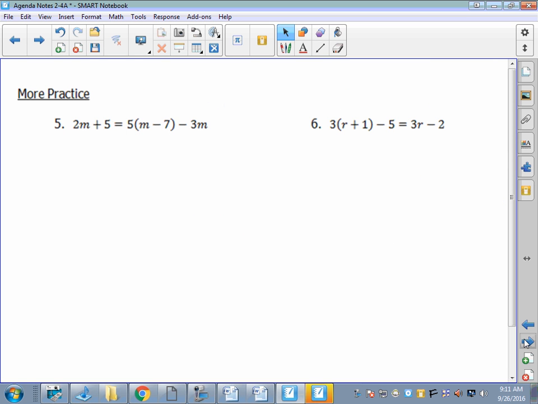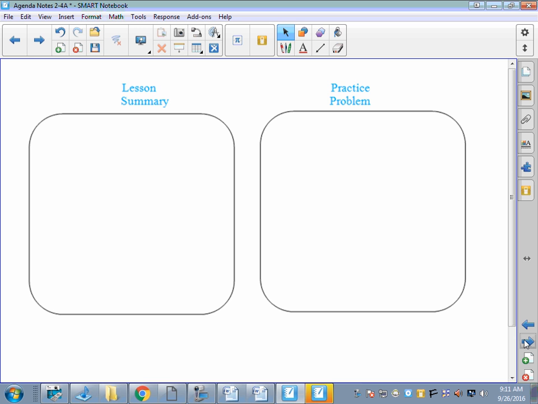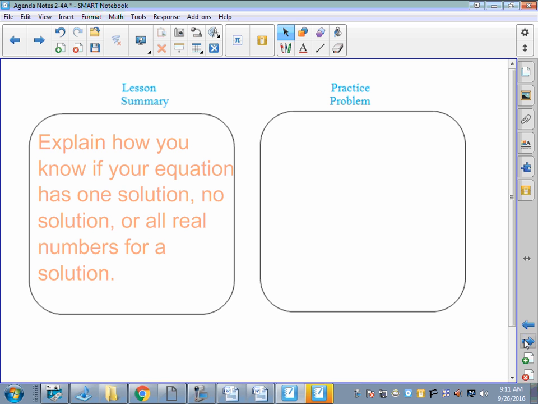I think we're probably good as far as practice because we practiced those two, one of each of those others, and come with questions tomorrow to class. And please explain how you know if your equation has one solution, no solution, or all reals for your solution. I didn't specifically say one solution when we were practicing the first couple, but we did get one solution, right? We got an answer.